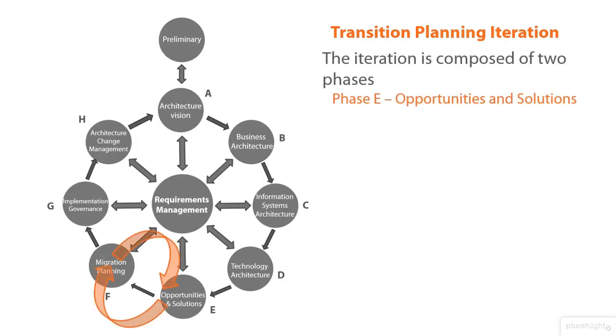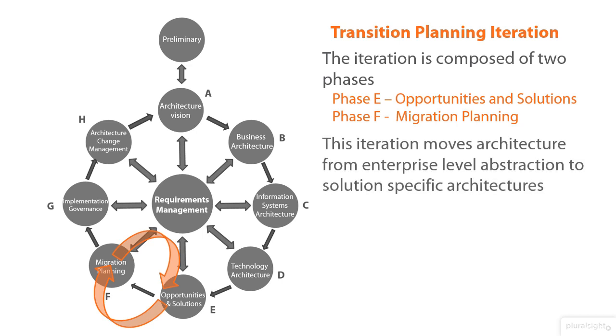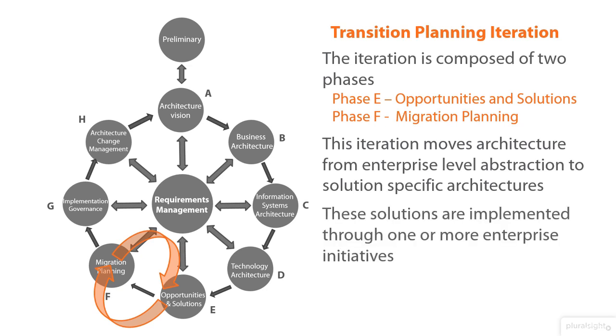Phase E, which is referred to as the opportunities and solutions phase, and phase F, referred to as the migration planning phase. This is where architecture moves from a broad brush strategic and enterprise level abstraction to an implementation focused solution level abstraction, which then becomes implementable through one or more projects within the portfolio of enterprise initiatives. These initiatives are scoped, prioritized, funded, and managed outside the architecture capability, typically by an enterprise portfolio management team.